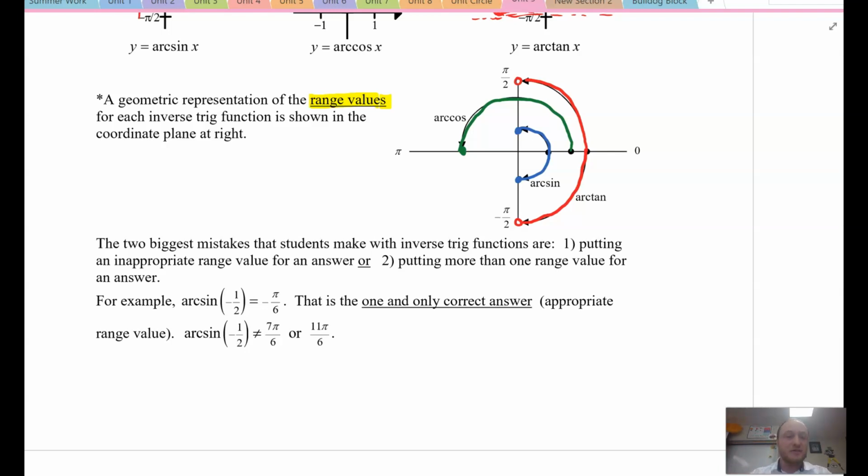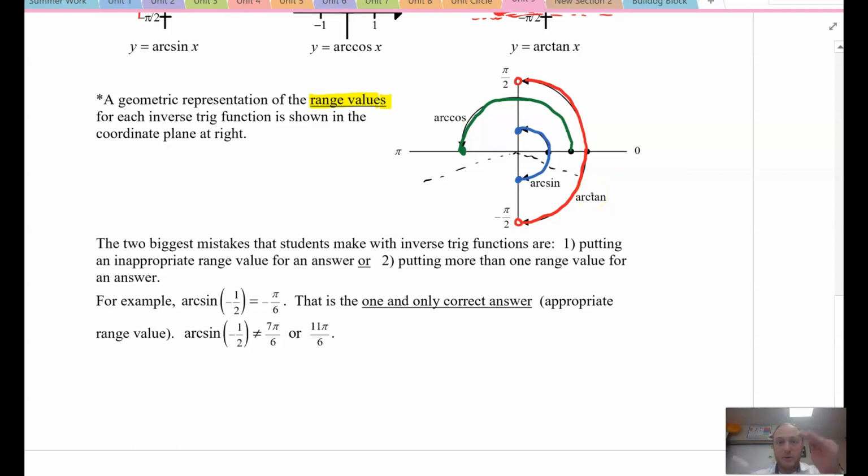So for instance, if I'm calculating what is arc sine of negative 1/2? Well, this occurs at the negative pi over 6 angle. That's the only correct answer. Now, I know maybe you're used to thinking that could occur at, say, 7 pi over 6, which is over here, and 11 pi over 6, which is again over here, but that's not in the range value of arc sine.